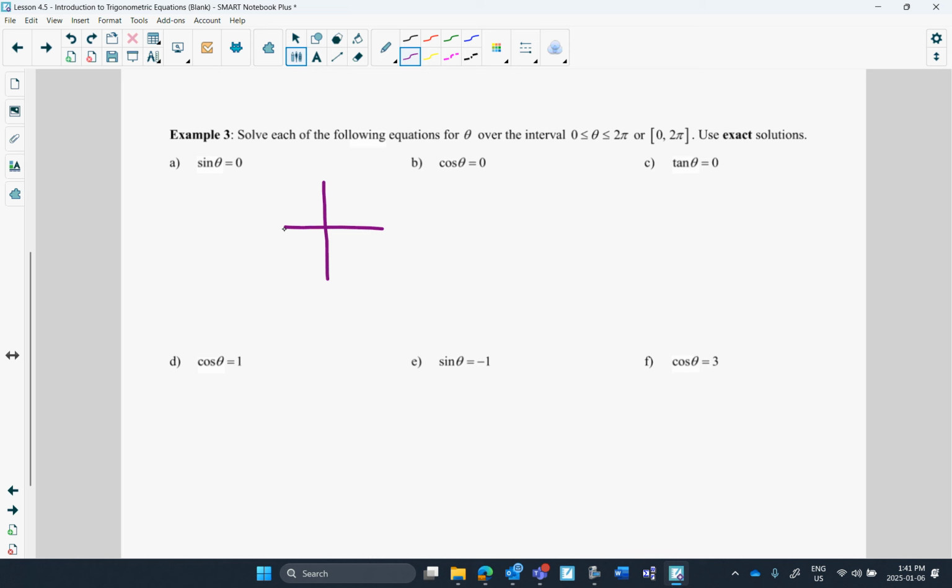Where sine, the y, is 0. Well, isn't it 0 here and here? So it's pi, 2 pi, and 0.